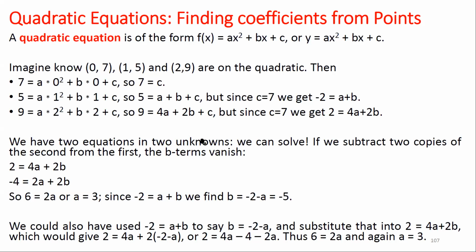And so we can go through and we find at the end of the day that a equals 3, b equals -5, and c equals 7. So those 3 points are enough to uniquely determine the parabola. Then once you figure it out, then you can just launch. Yes, but I mean, hopefully you only have to figure it out once.